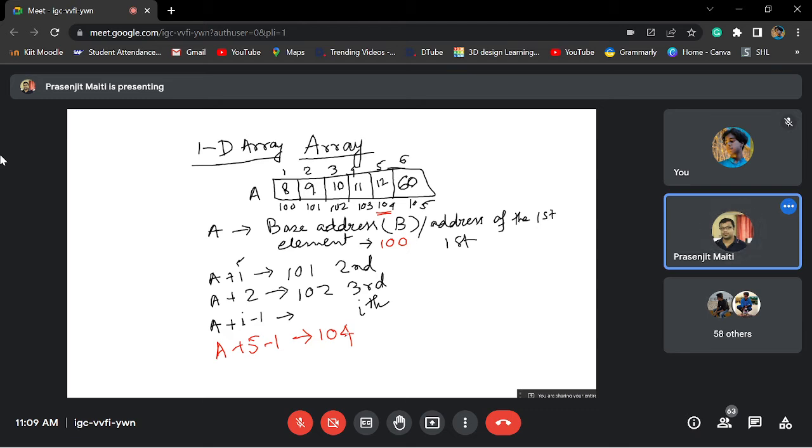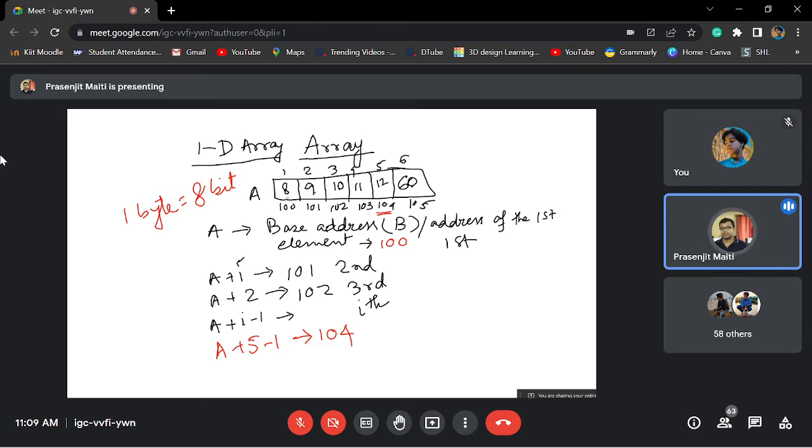Okay. So when we store data sequentially, to store one data, we require only 1 byte. What is 1 byte? 1 byte equals how many bits? 8 bits. To store one data, we require only 1 byte.